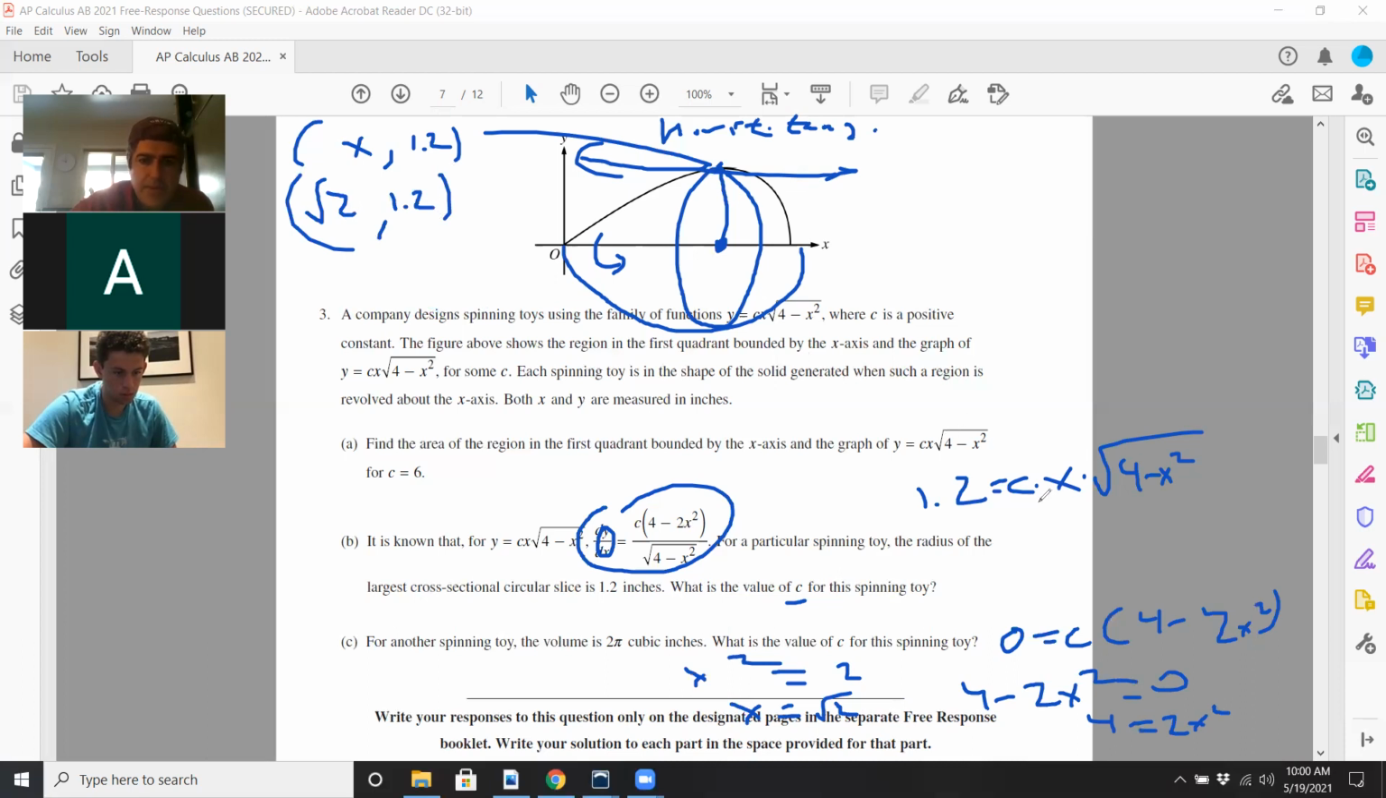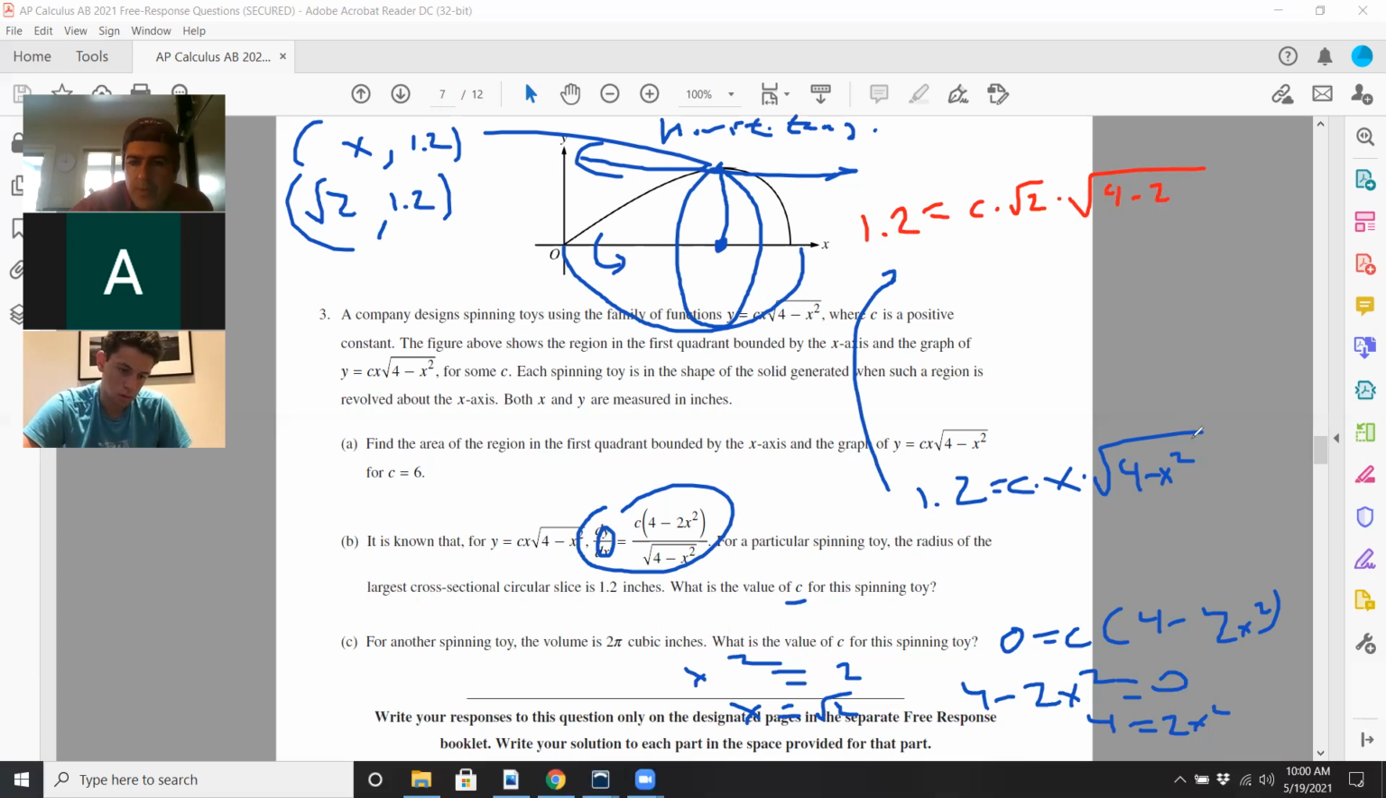Now I could solve for c. Again, I just thought this was kind of cruel. There's a lot of math you have to do here. 1.2 equals c times root 2. It's not hard, just a pain, really, more than anything else.